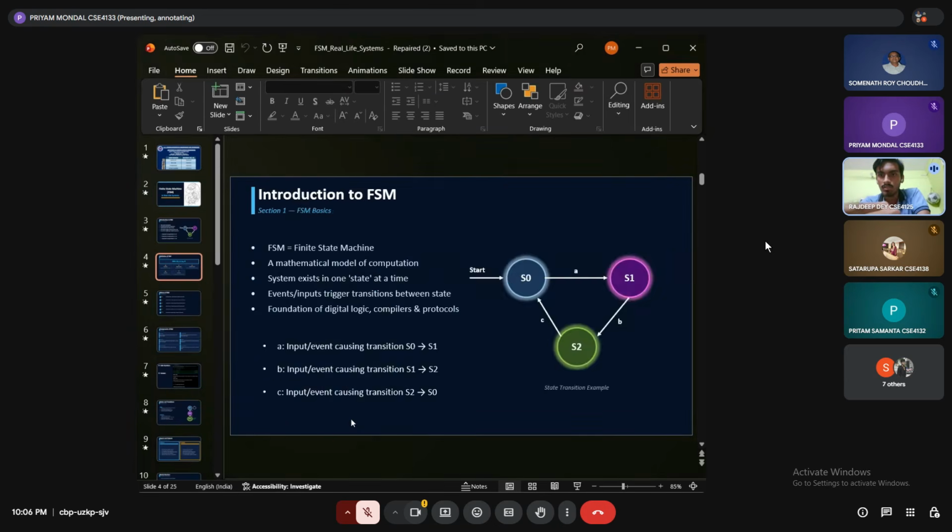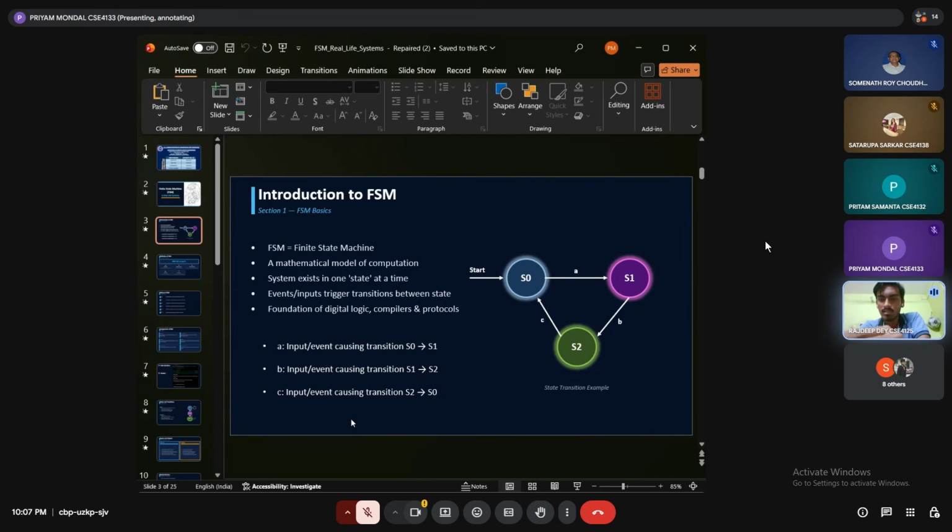Introduction to FSM. So, what is a finite state machine? It is a mathematical model of computation where a system exists in exactly one state at any given time. Transitions between these states are triggered by external events or inputs. For example, in this diagram, input A causes a transition from state 0 to state 1. This logic is the foundation for digital logic, software compilers and network protocols. Next slide, please.